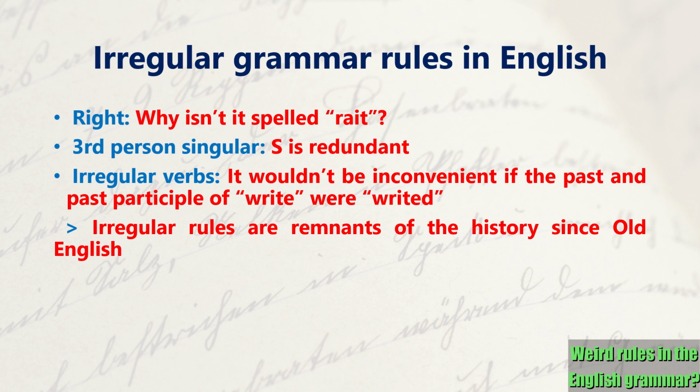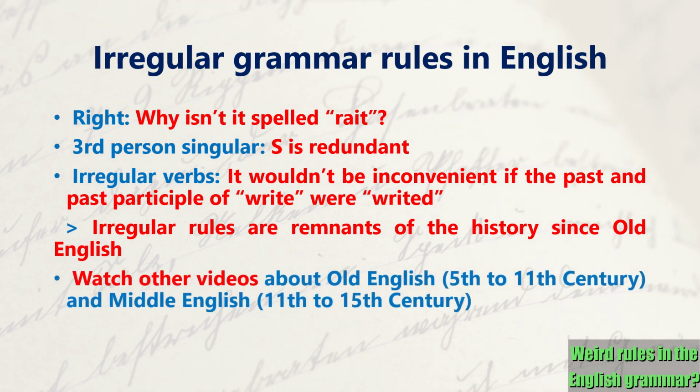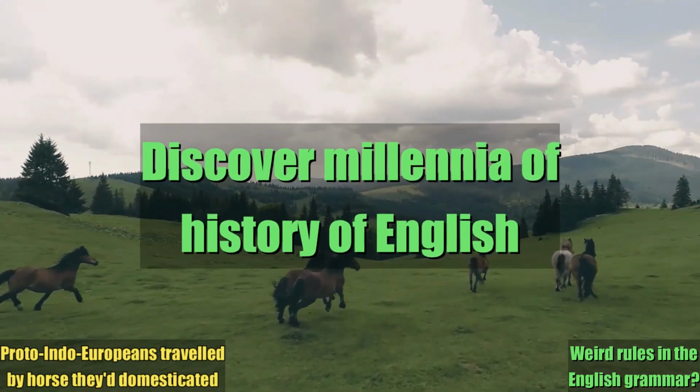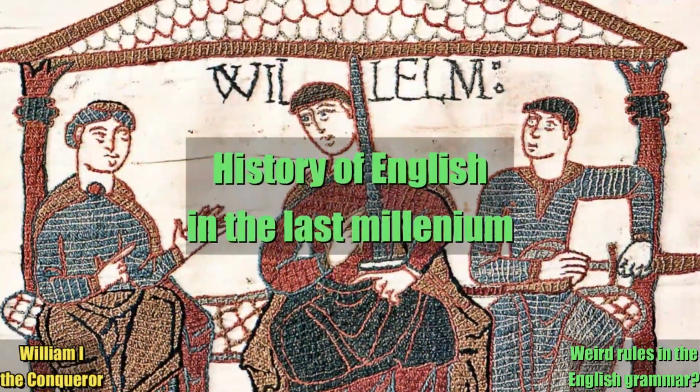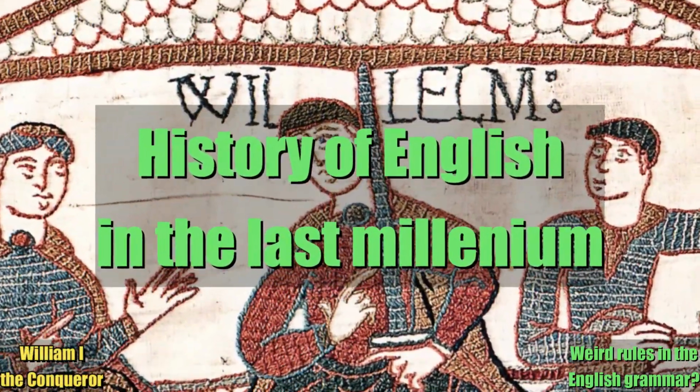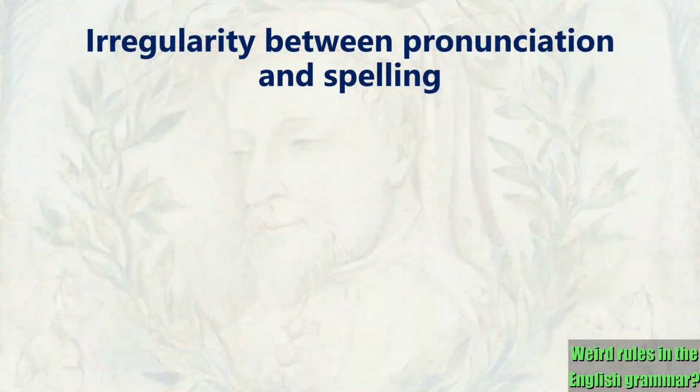This time we'll focus on such strange aspects in modern English, while we recommend you watch other videos on Old English between the 5th and 11th century and Middle English from the 11th to 15th century. First of all, let's have a look at the fact that the pronunciation of English words is quite far from their spelling, splitting the topic between consonants and vowels.